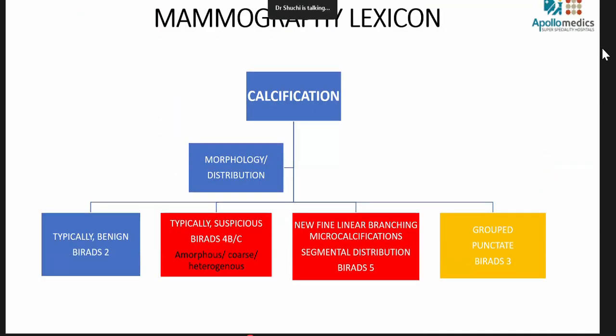Coming to the mammographic lexicon. Again, if we are seeing this classification with the help of both morphology and distribution, then in the end you will have 4 types of calcification. First is typically benign, then typically suspicious by BI-RADS 4B or C, which includes amorphous, coarse, or heterogeneous calcifications. Then new, fine, linear branching microcalcifications in segmental distribution. If you get this, this is directly BI-RADS 5. Then what is left is grouped calcifications, which are in punctate distribution, that is BI-RADS 3.